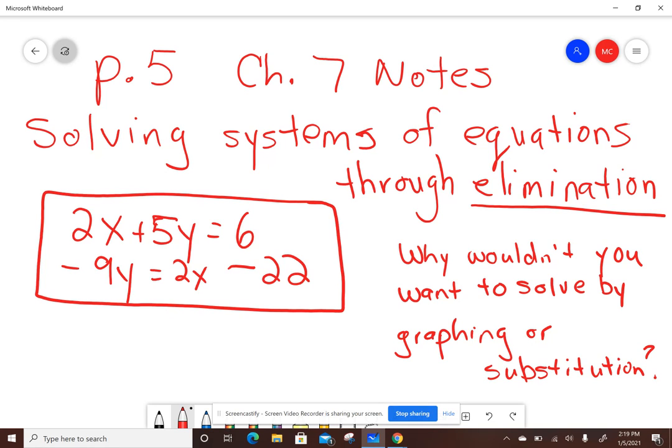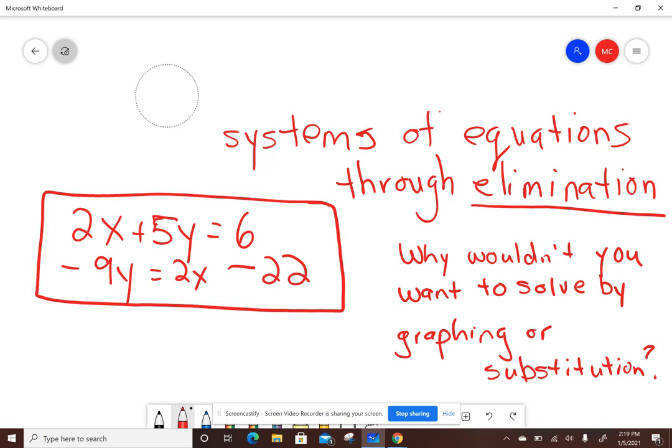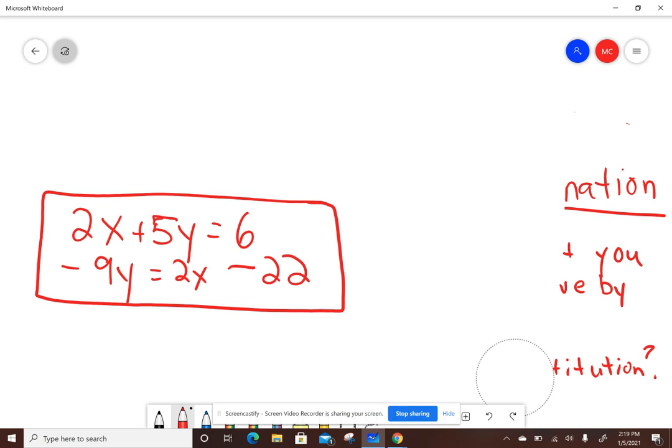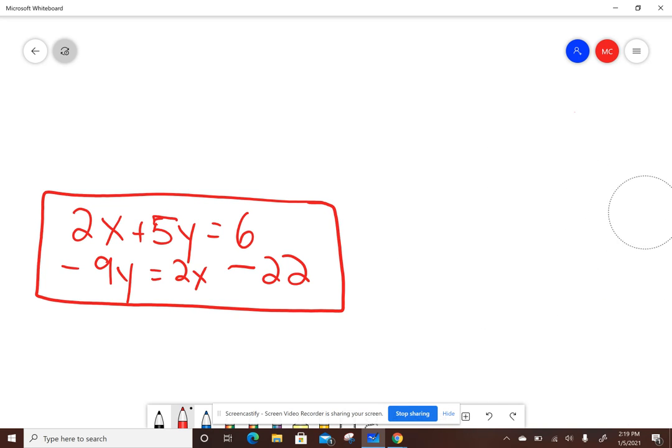Now, we wouldn't want to use substitution here because there are no coefficients that are 1. So that means if I was to solve for x in the first equation, I'd end up with a fraction, and nobody wants to substitute fractions. So this particular system, it's not convenient to solve through substitution, although it can be done. And it's not accurate to solve it through graphing, although it can be done. So we're going to use another method, and it's called the elimination method.